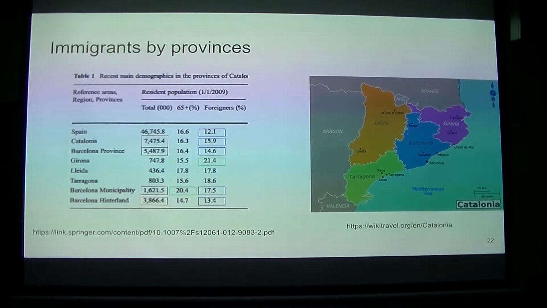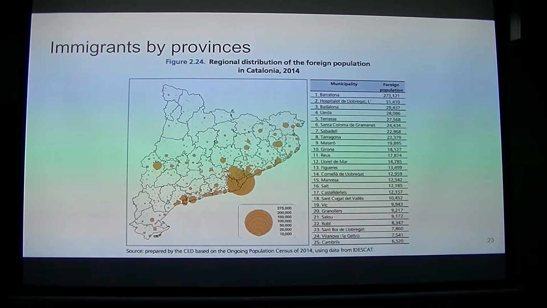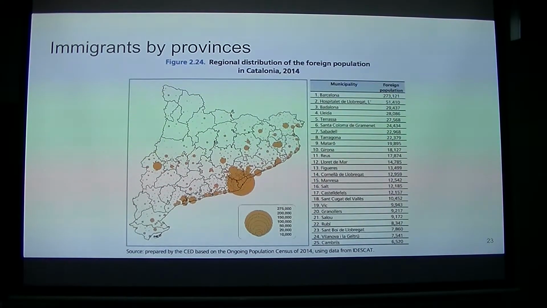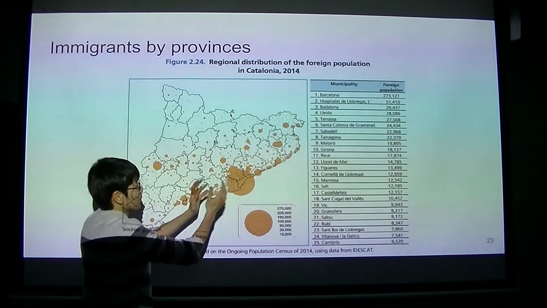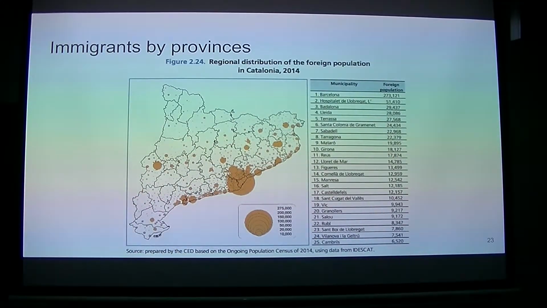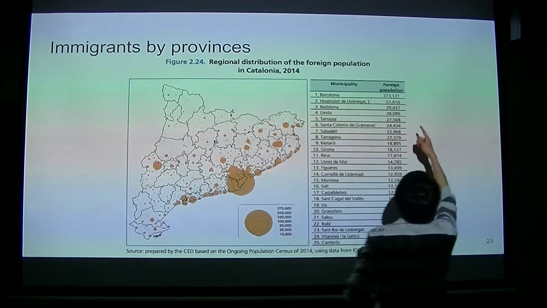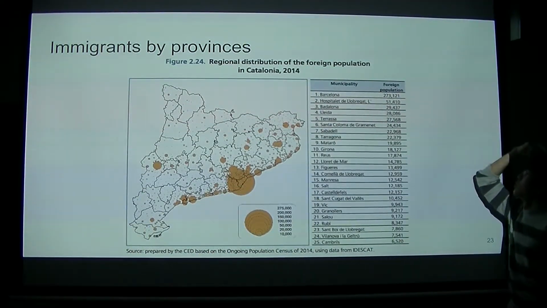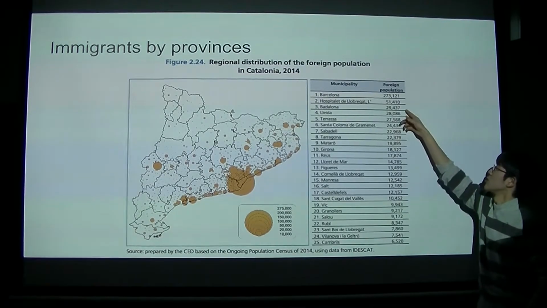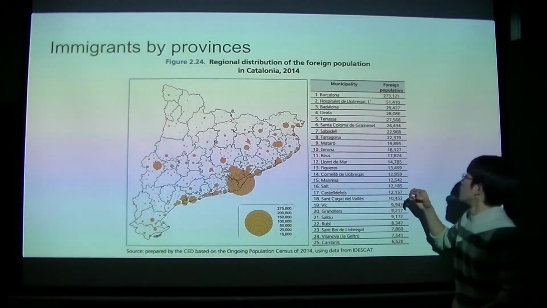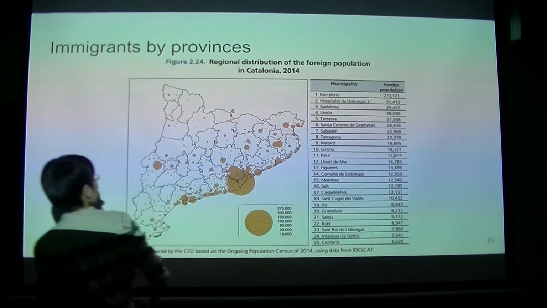And the next graph shows that even in Barcelona province, the population is concentrated in the Barcelona place, which is over 200,000, but the next is less than 1/4.